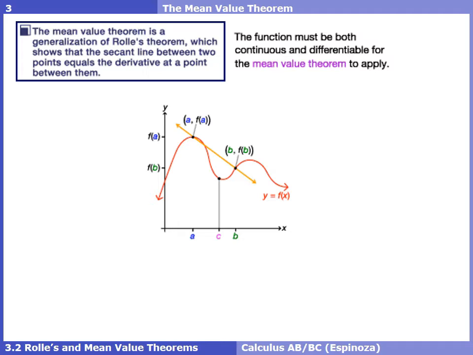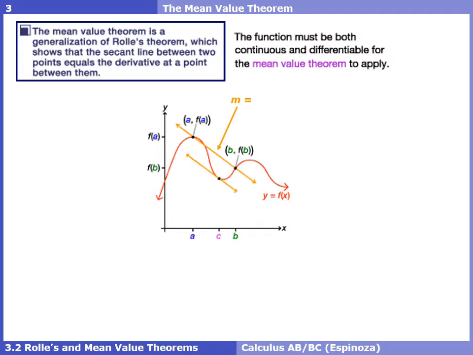And I don't know if you could tell before I put that point C there, but at point C, if I were to draw a tangent line, you'll notice that both of those lines are parallel, which means they both have the same slope. And that's what the mean value theorem says, that if you draw a secant line between 2 points, somewhere in between those 2 points, there's a point that has a tangent line with that same slope. So if both of these slopes are equal, let's set them equal to each other.